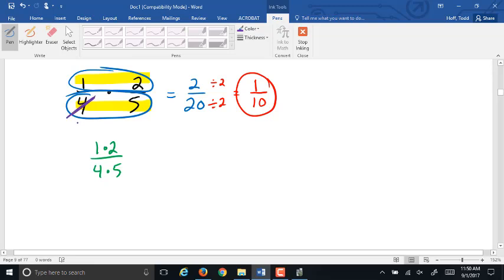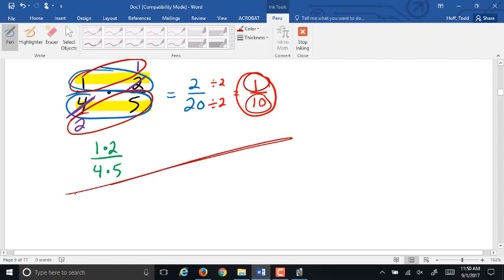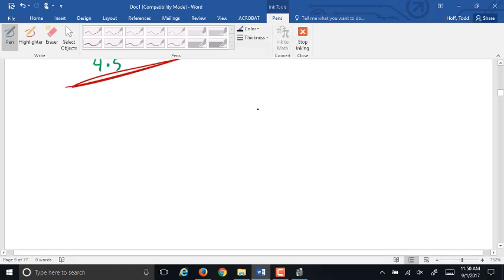What is 4 divided by 2? 2. What is 2 divided by 2? 1. Now when we multiply, 1 times 1 is 1. 2 times 5 is 10. Basically, we reduced before we multiplied. Now in a problem like this, it's about the same amount of effort either way. But we can run into something like this one.